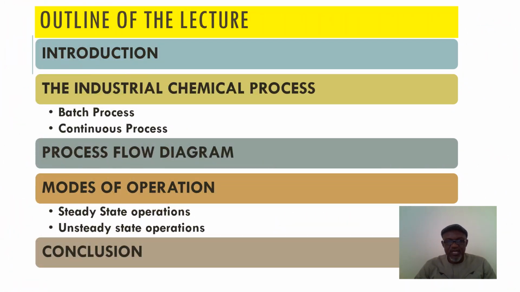Introduction, we look at industrial chemical process. There's a batch process and continuous process. We also look at process flow diagrams. We look at modes of operations, that is steady state and unsteady state operations, and we'll conclude.